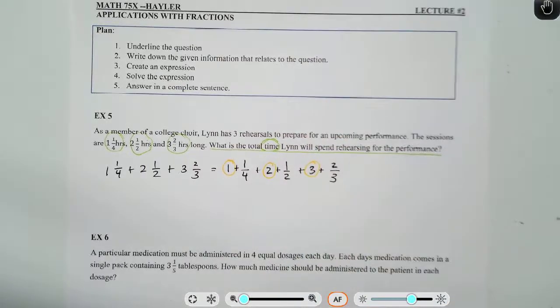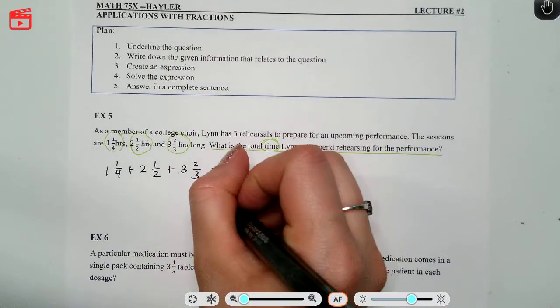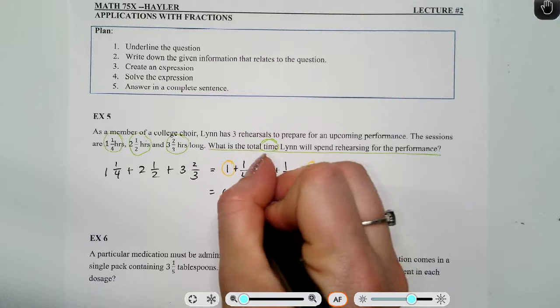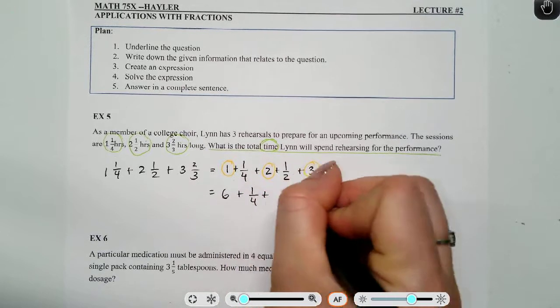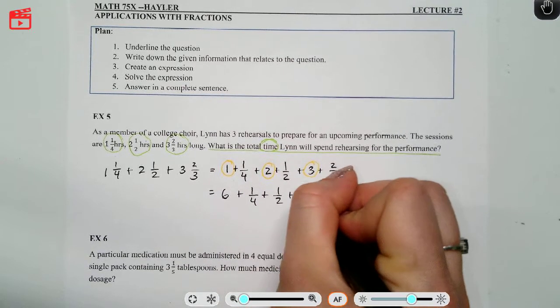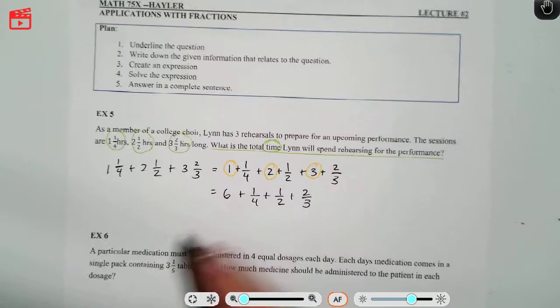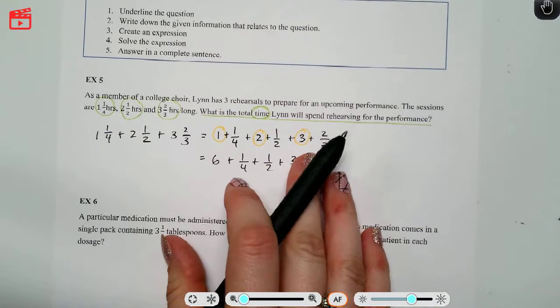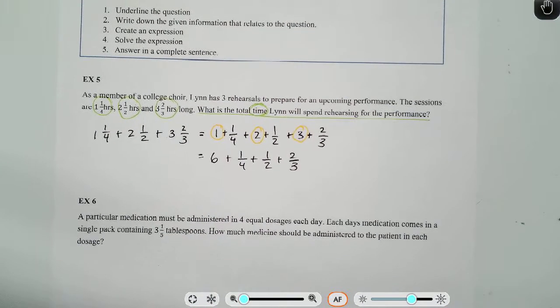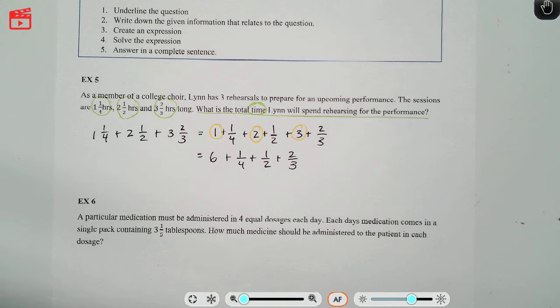whole numbers. So that's going to be 1 plus 2 plus 3, which is 6. And then I'll go ahead and focus on adding the fractions. In order to add fractions, they need to have the same denominator. And right now, they have a 4, a 2, and a 3. That's not the same denominator. So is there a number that 4, 2, and 3 can all go into?